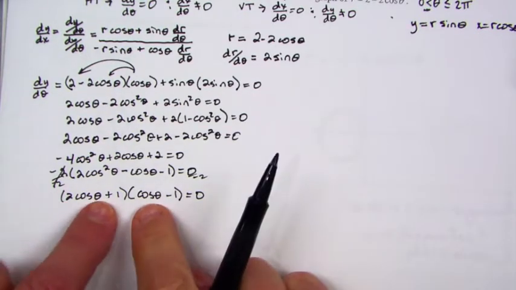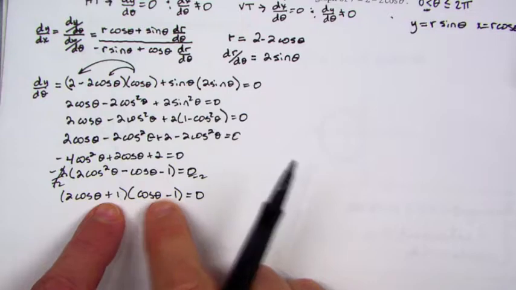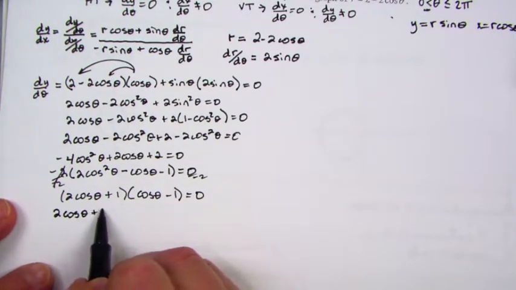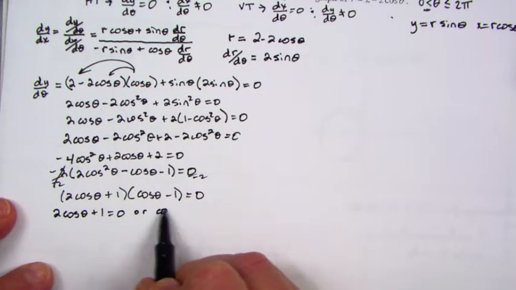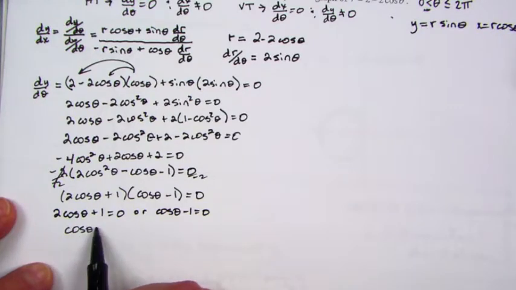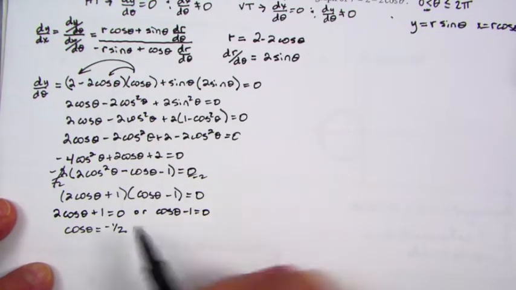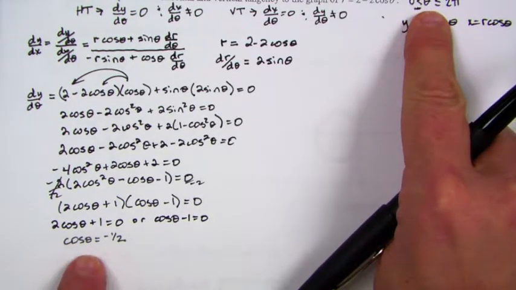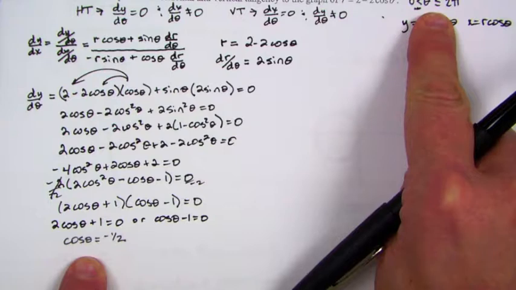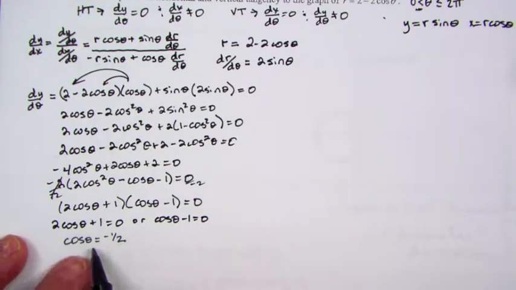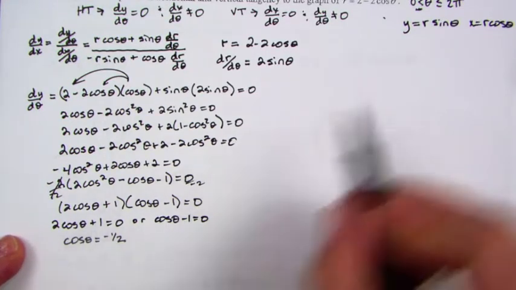So that means zero product property, right? Either this one has to be 0 or this piece has to be 0. So 2 cosine theta plus 1 equals 0, or cosine theta minus 1 equals 0. So cosine theta equals negative 1/2. Oh, and because I'm about to solve this, I did add to the problem that theta needed to be between 0 and 2 pi.